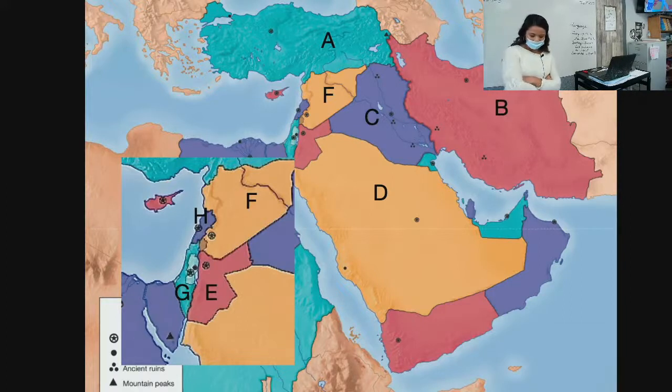Okay, and then highlight the Arabian Sea. You guys see the Arabian Sea? It's on the bottom right.